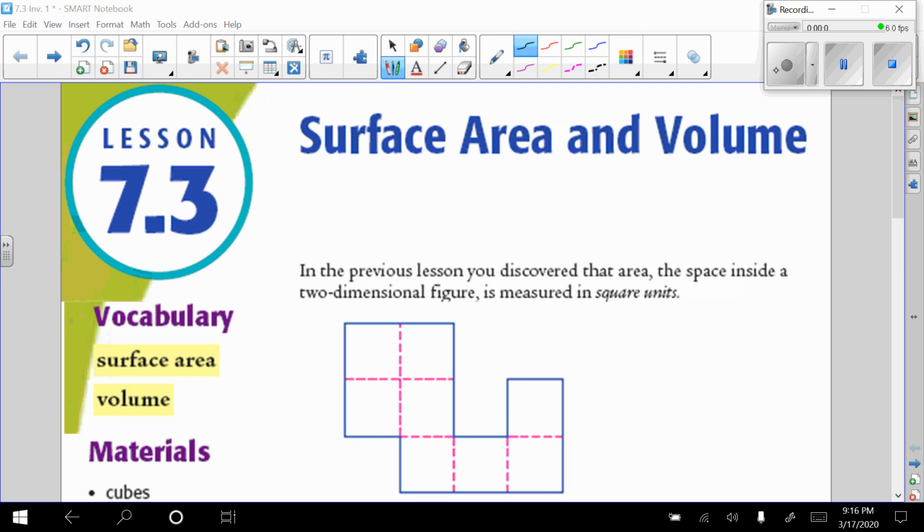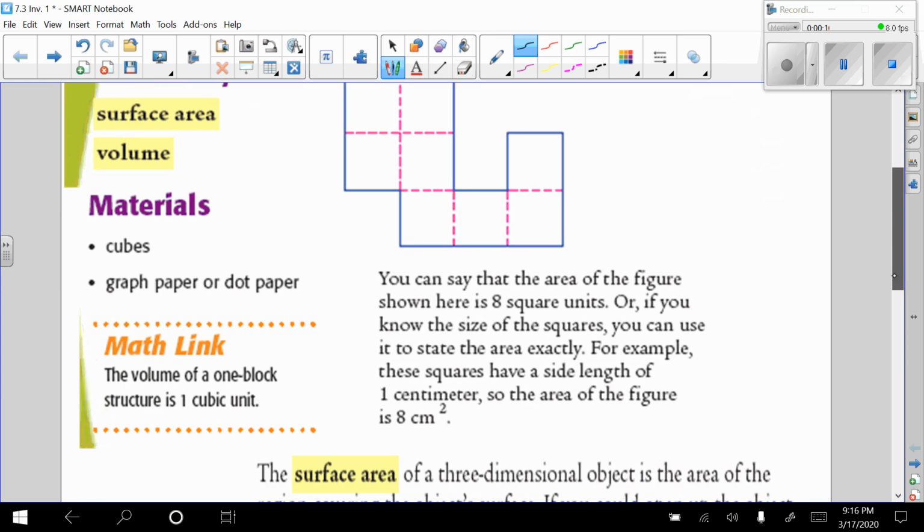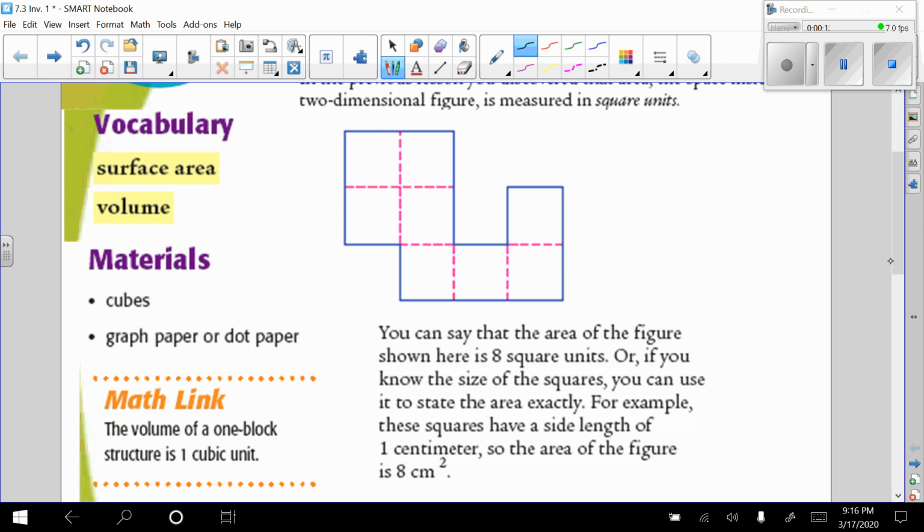Surface area. In the previous lessons, we discovered that area, the space inside a two-dimensional figure, is measured in square units. So if we look at this picture, you can say that the area of the figure shown here is 8 square units. Or if you know the size of the squares, you can state the area exactly. For example, there are 8 squares here, and if we say the sides of each square are 1 centimeter, that means the area of each square is 1, so the whole thing is 8 square centimeters.